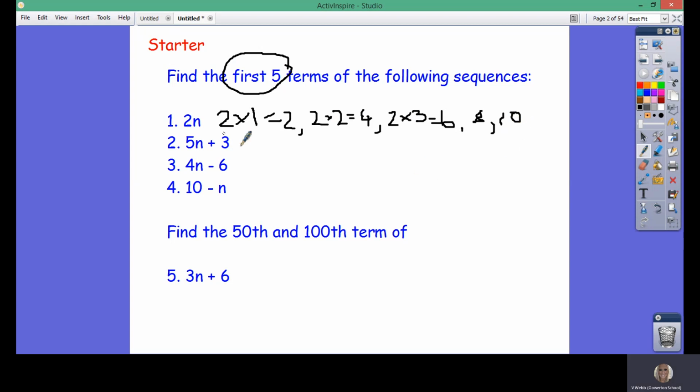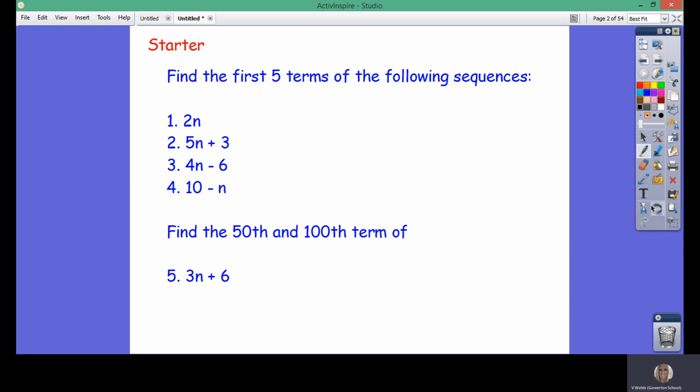Okay, so that's what you have to do for the 2, 3, and 4. Now for question 5, it asks you to find the 50th number of the sequence and the 100th number. So for the 50th number, I would put n in as 50. So 3 times 50 adds 6. For the 100th term, 3 times 100 adds 6. So what I would suggest now is, pause the video, have a go at those questions, and then I'll display the answers. Okay, so pause now and have a go.